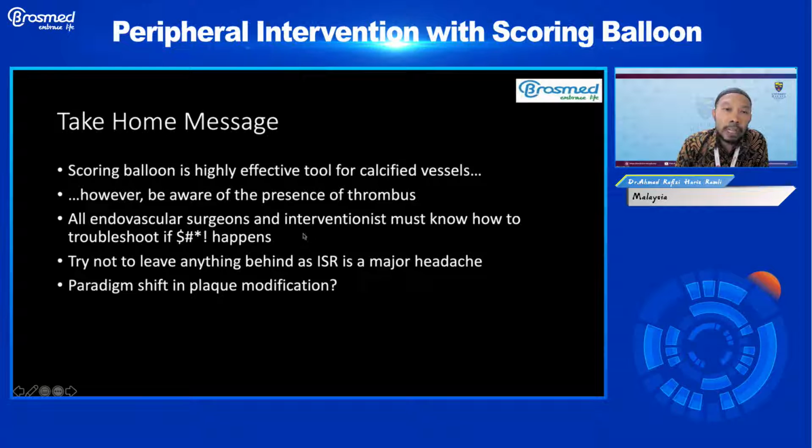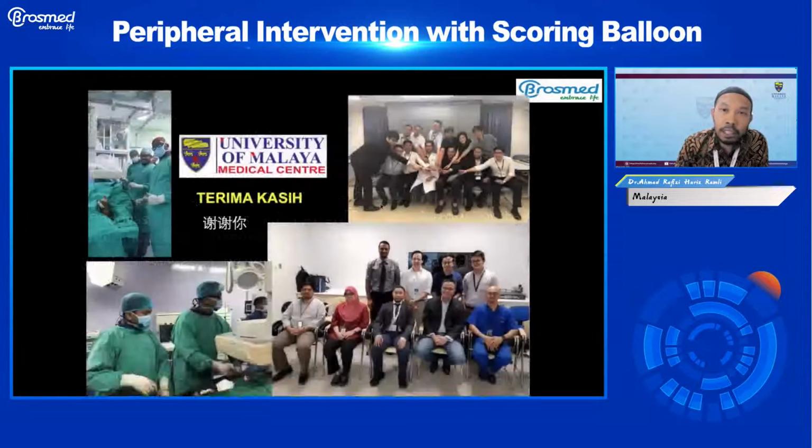You need to have a backup. Try not to leave anything behind, because in-stent restenosis is a major headache. I think TriWedge might be a useful tool, and might be a paradigm shift in terms of plug modification, and I most likely will use it more and more often with the iGers as well. Then we can see actually the good things about it. So with that, thank you.